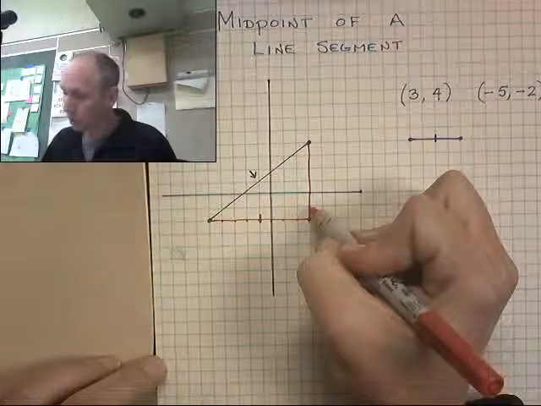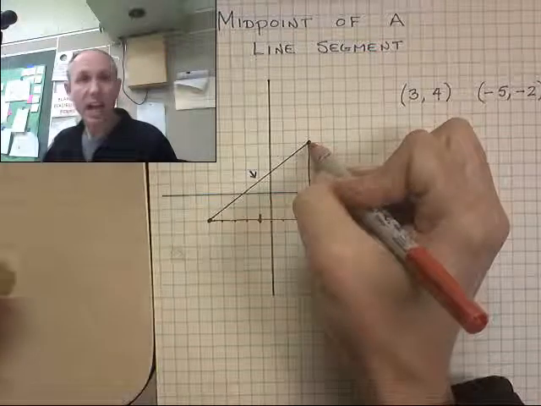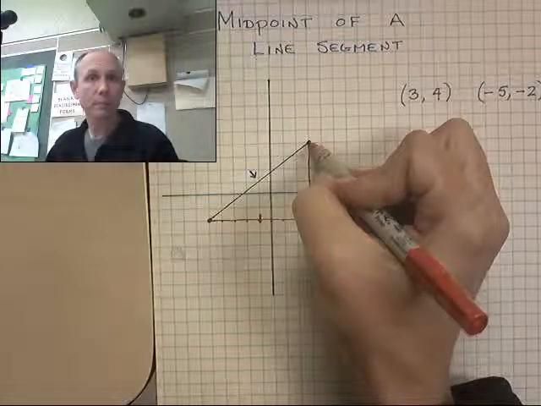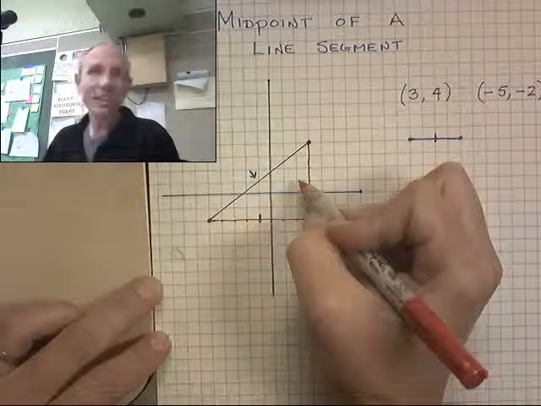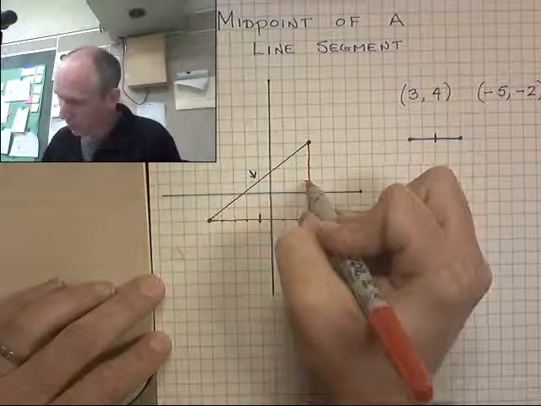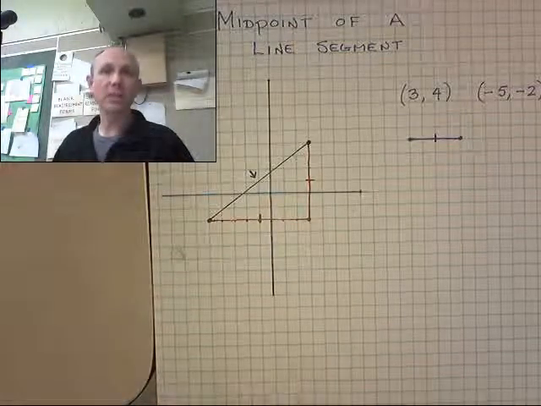The midpoint of this vertical segment, 1, 2, 3, 4, 5, 6. Half of 6 is 3. You like how I pause as if you're going to tell me? You know I can't hear you. 1, 2, 3. Except for you guys, the Rigsbys, I can hear you.